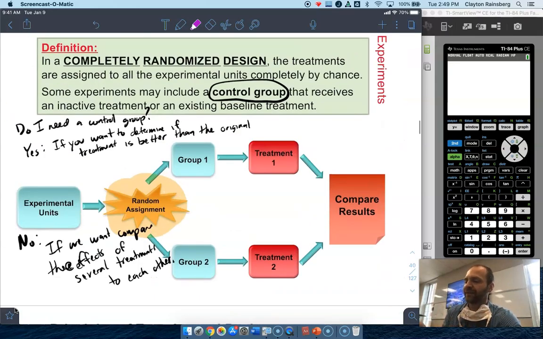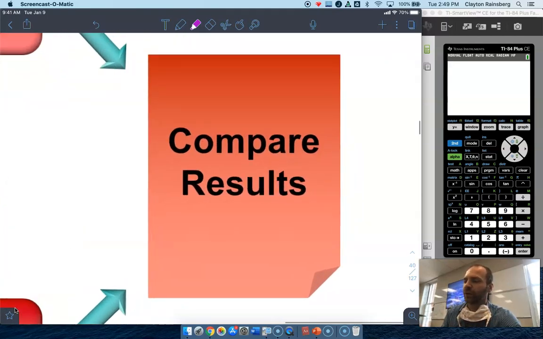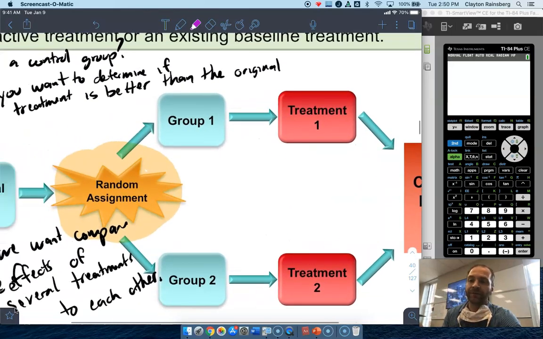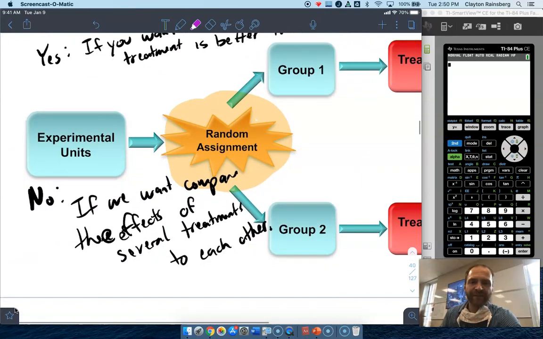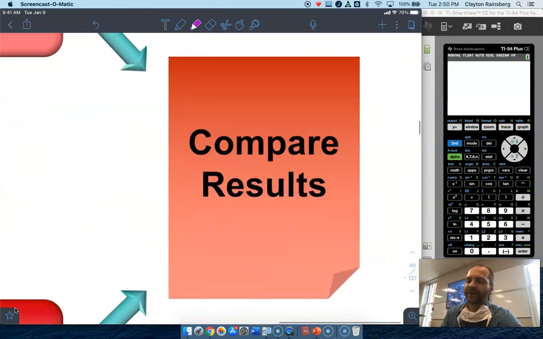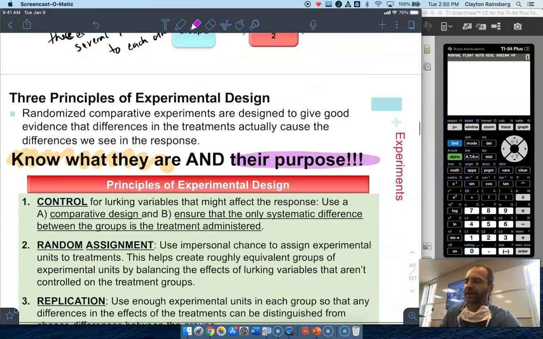And so if you look at this design, what does replication allow us to do? We can see with these results, we use enough people in treatment 1 and treatment 2 and group 1 and group 2, and we use enough people in the experiment. So enough people were chosen in the beginning that when we split them in groups, the groups had enough subjects in them that received the treatment that when we see the results, they can be distinguished from chance outcome. It happened because of the treatment. That's replication. A completely randomized design for experiments illustrates these three principles.